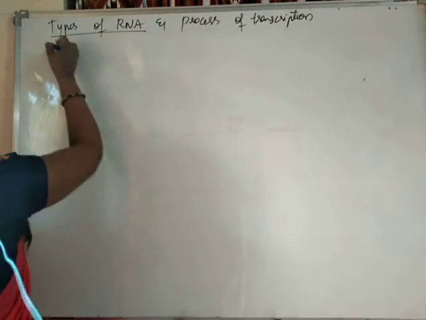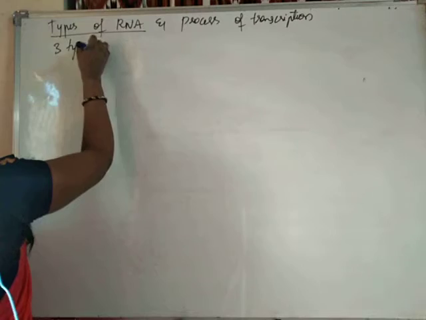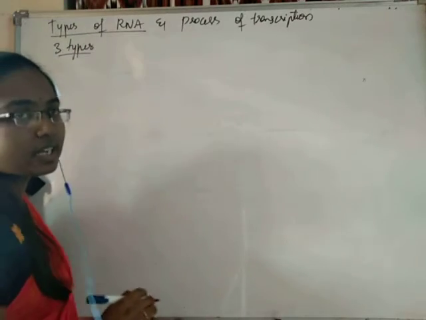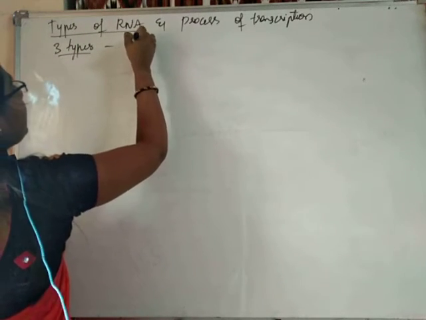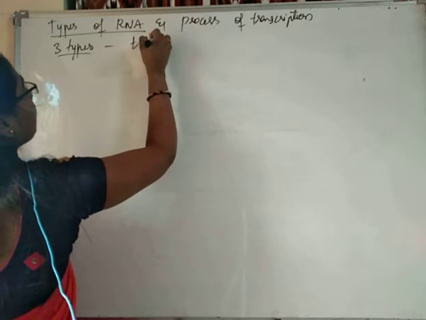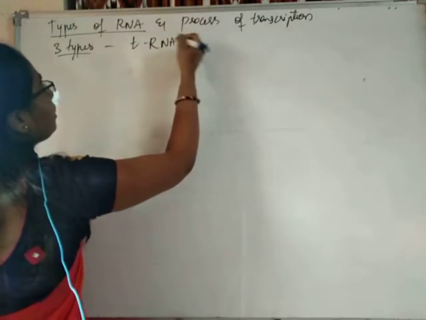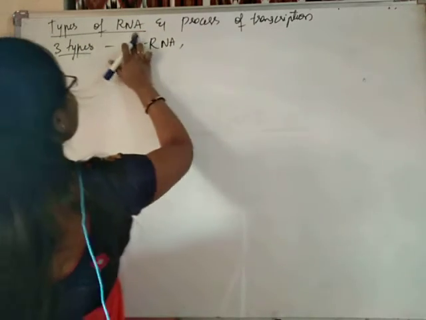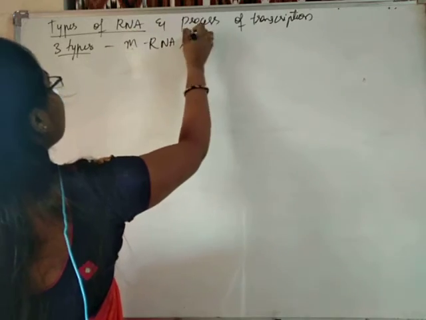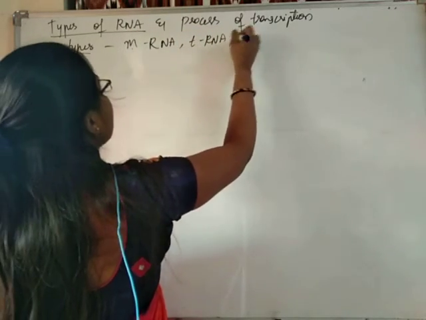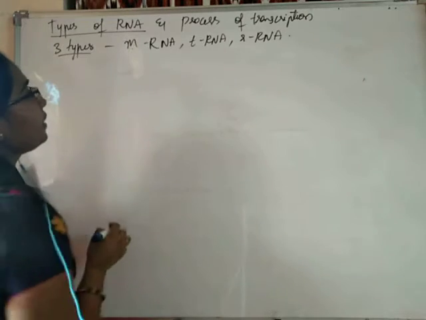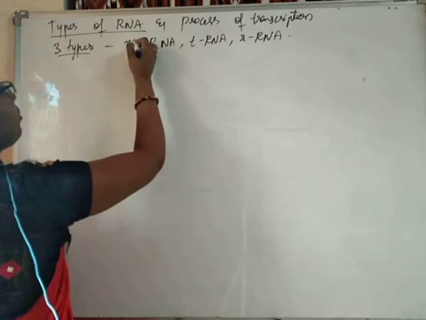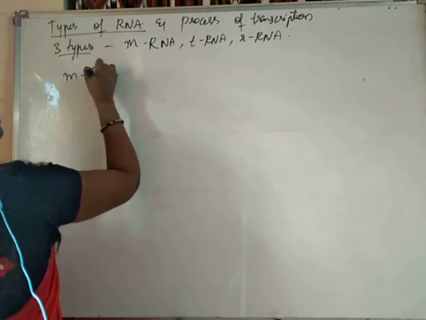Students, there are totally 3 types of RNA. They are mRNA, tRNA, rRNA. These are the 3 types of RNAs. We will start with the first one. First, we will see what is the importance of mRNA.